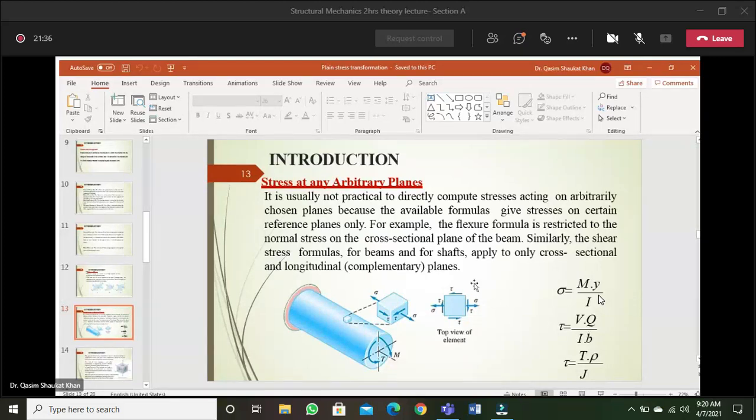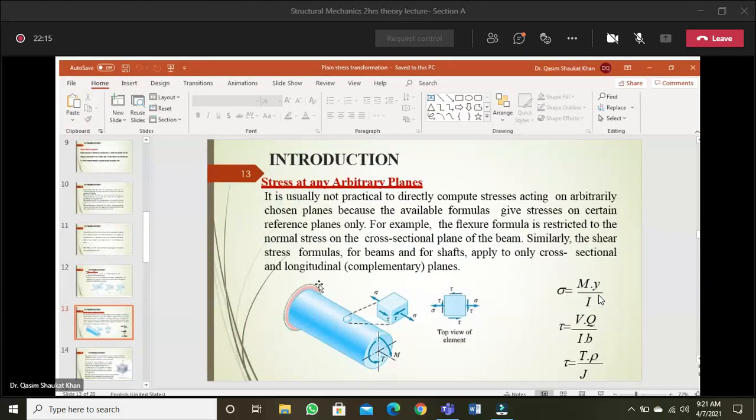B is the width of the section. So I repeat this, it is usually not practical to directly compute the stresses acting on arbitrarily chosen planes because each formula is applicable on a certain reference plane. For example, the flexure formula is applicable to the normal forces acting on the cross-sectional plane of the beam. Similarly, the shear stress formula for beams and shafts is only applicable to the cross-sectional and longitudinal planes.